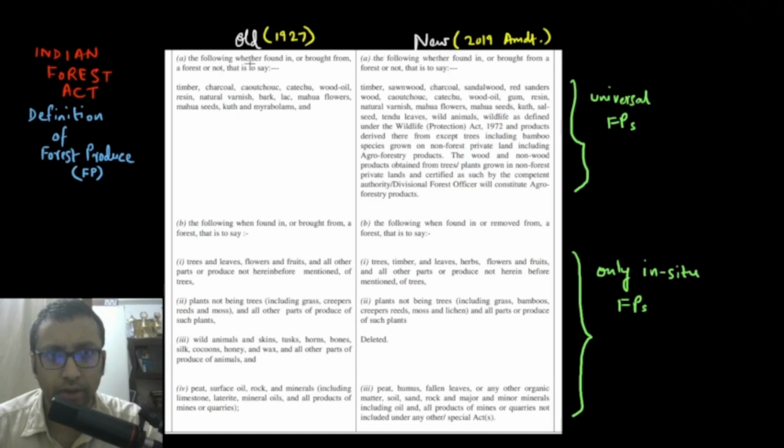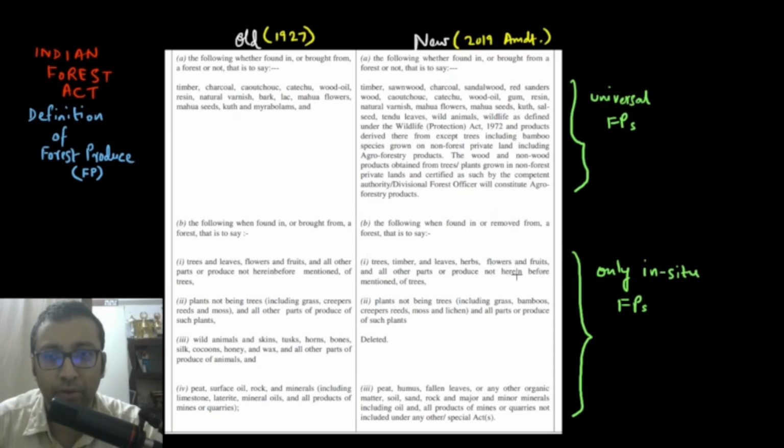Now, according to this act, there are two types of forest produce. One is universal forest produce, or universal FP, and one is only in situ FP. Universal FP means no matter where it is, whether it's in a forest region, in your backyard, in your bedroom, or bathroom, it is a forest produce. And only in situ FPs means that only if it is within a forest area will it be a forest produce. So within only in situ FPs you have things like leaves and flowers and fruits.